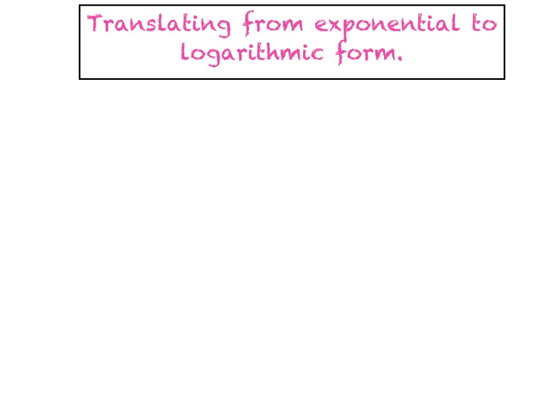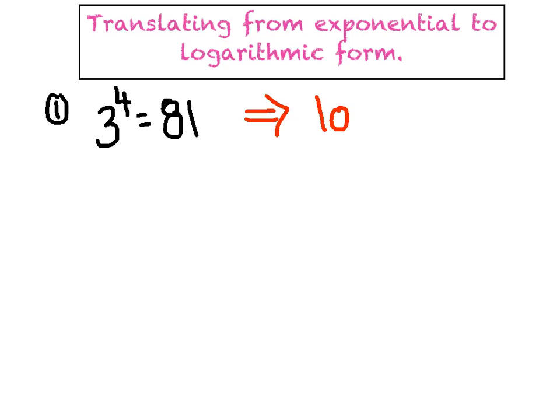All right, let's see if we can switch gears here and go in the opposite direction. Number 1, let's say, what if they told me that 3 to the 4th was 81? Okay, they've given me this expression. It's already in exponential form, and they want me to now translate this into logarithmic form. So I'm going to say log base 3 of the answer, which was 81, equals the exponent, which is 4.